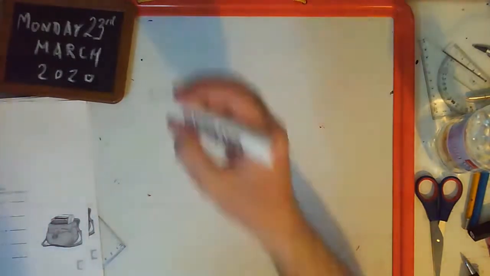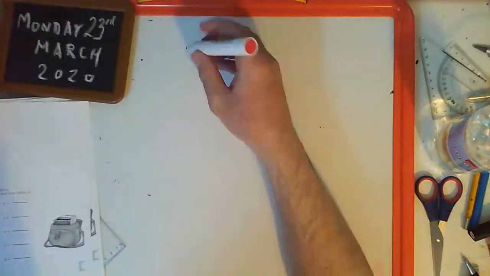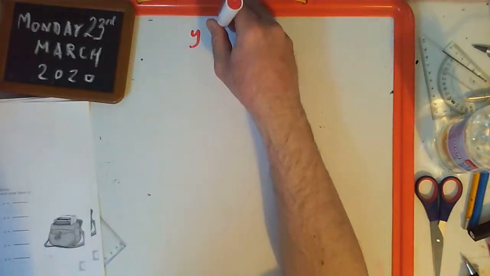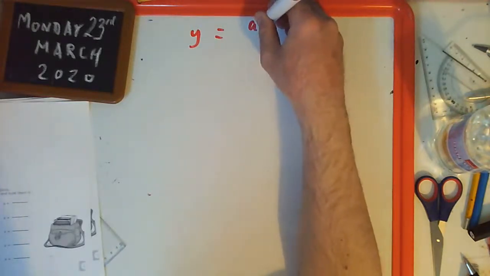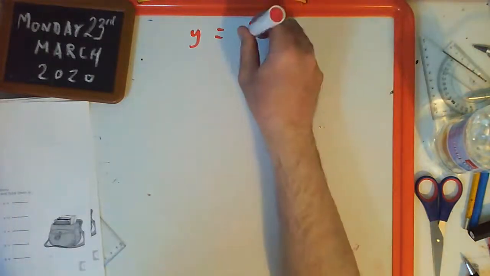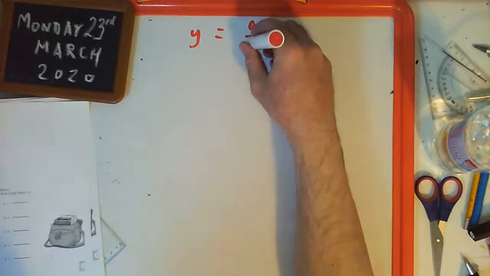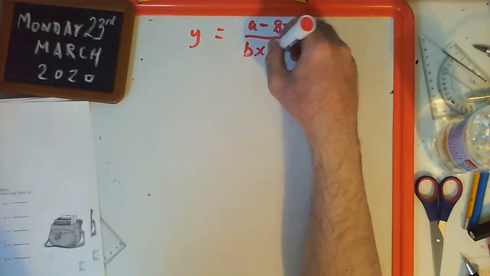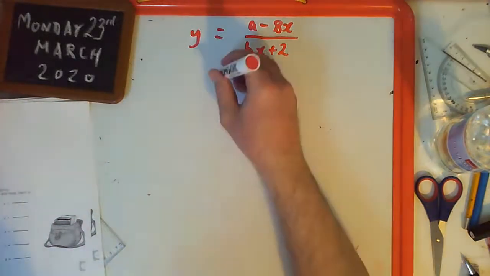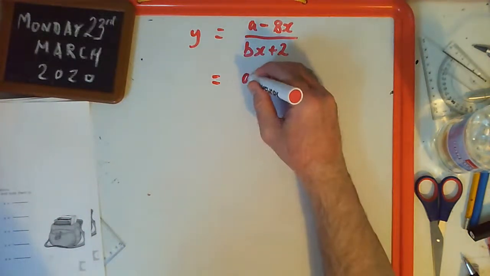Okay, well, now it starts to get trickier. I have to write a little bit smaller, I think. Y equals a minus 8x over bx plus 2. So as always, I don't like fractions, so I'm going to get rid of that fraction by multiplying by the denominator.